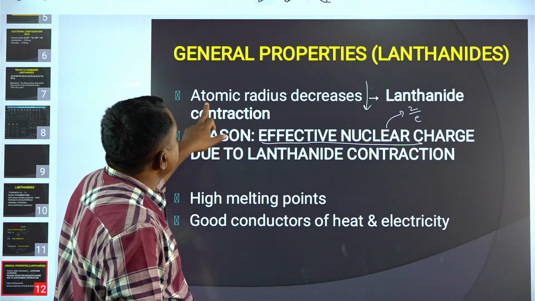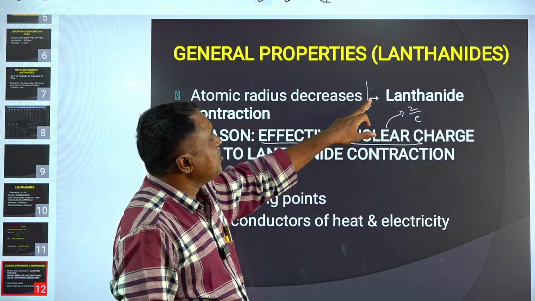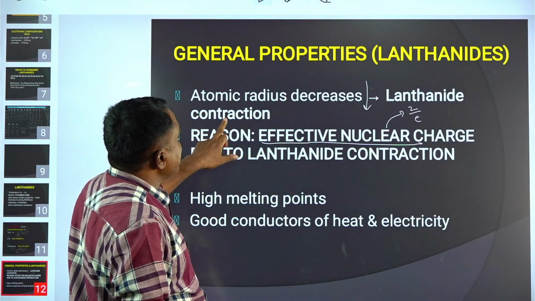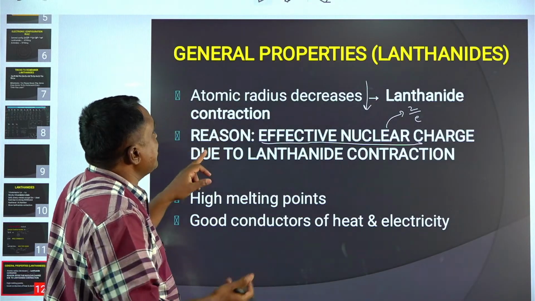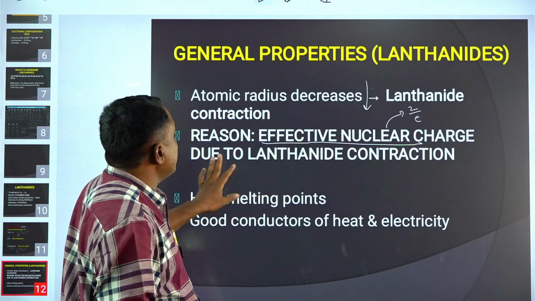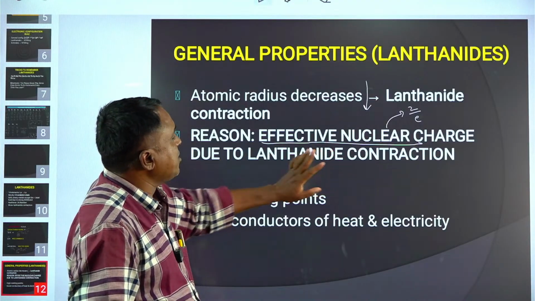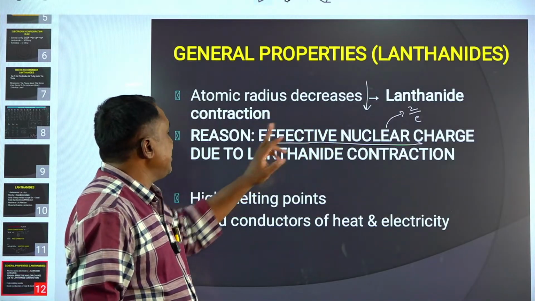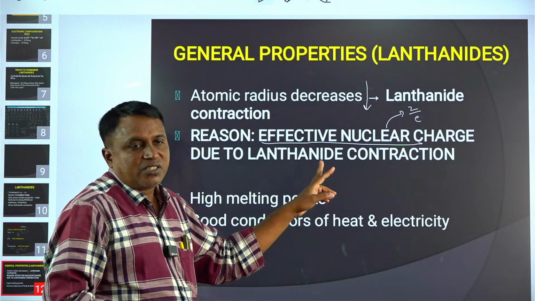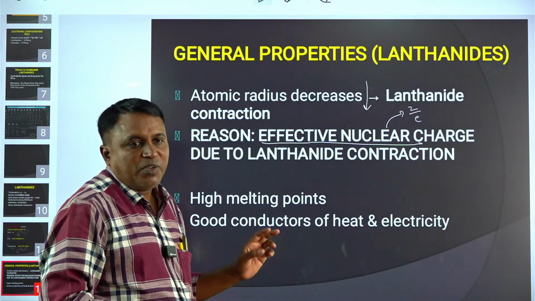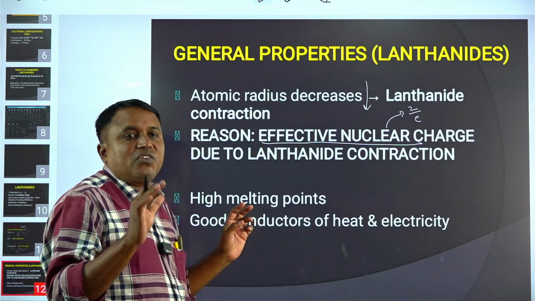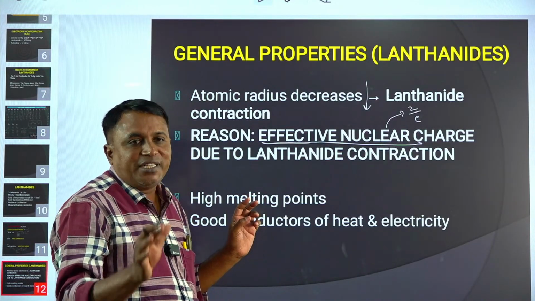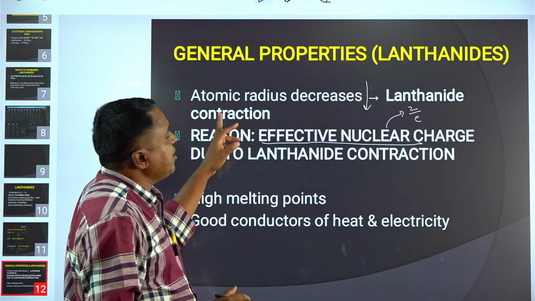So why does atomic radius decrease? This is due to lanthanide contraction. So what is this lanthanide contraction? The inner reason is effective nuclear charge. Effective nuclear charge generally increases from left to right due to lanthanide contraction. Effective nuclear charge means attraction of the nucleus on the outer electrons. It is increasing from left to right. That's why atomic radius is decreasing.